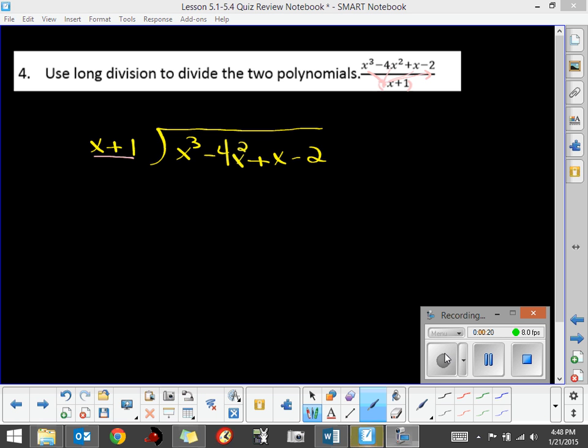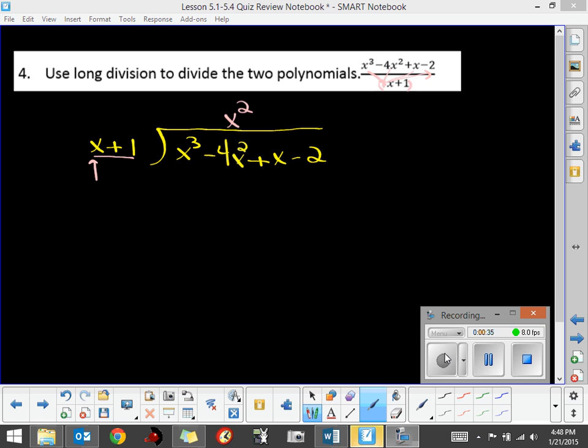So what we do is we have two options. We can either use our synthetic division or long division. In this problem, the directions clearly tell us to use our long division method. So what we do is we key in on this x. What do I multiply x by to get an x cubed? Well, if we answer that question, we have to multiply it by x squared.